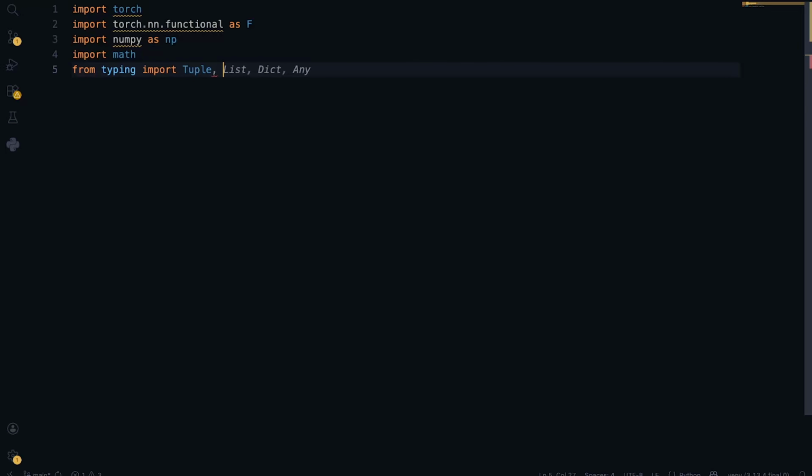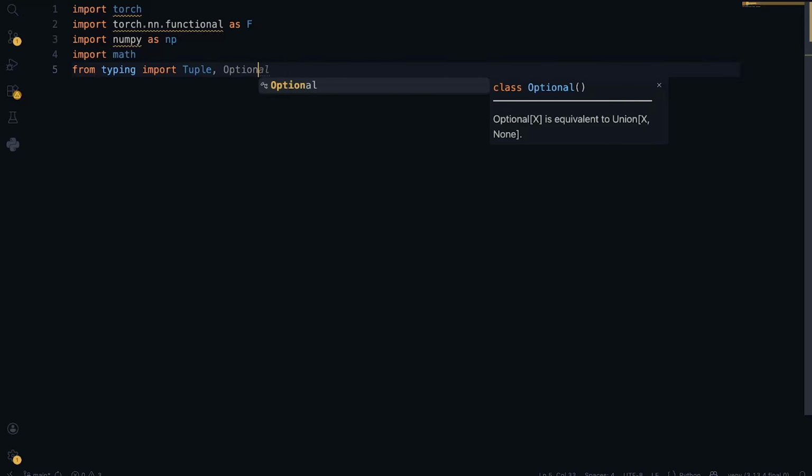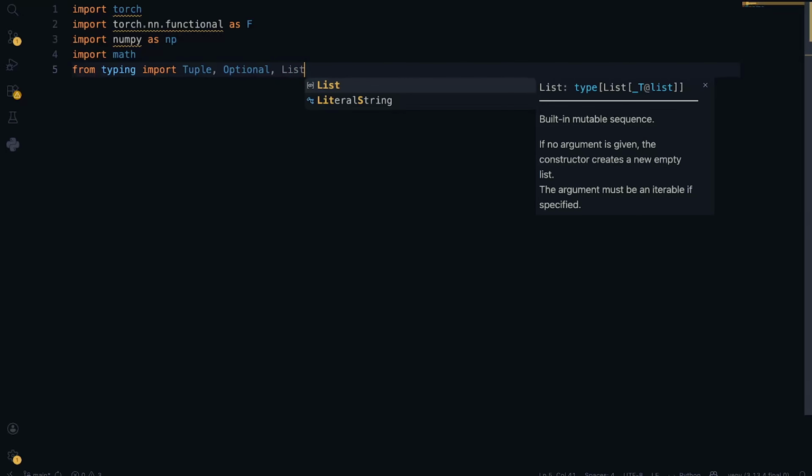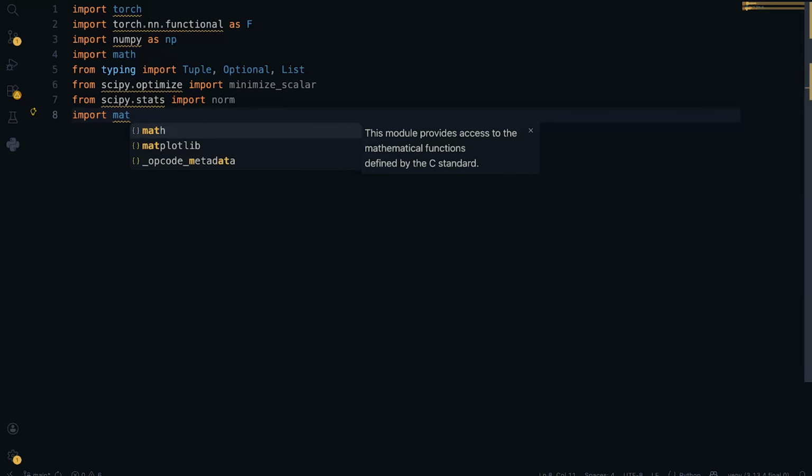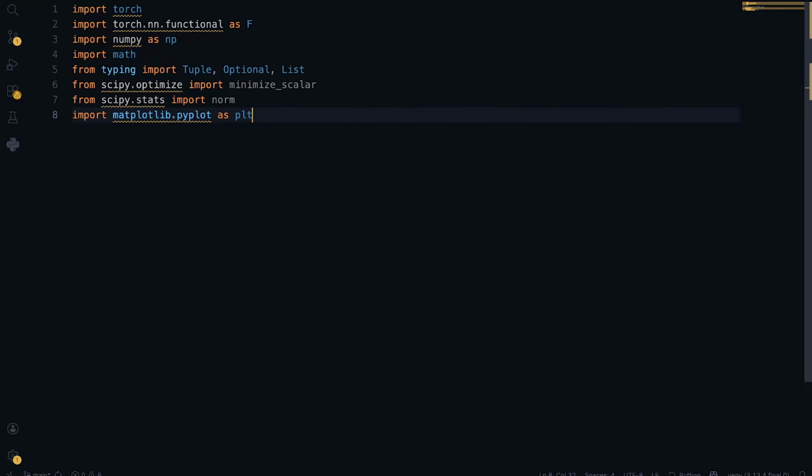So Tuple, Optional, and List. And from SciPy optimize we will import minimize_scalar, and from scipy.stats we will import norm, and we will import matplotlib.pyplot.